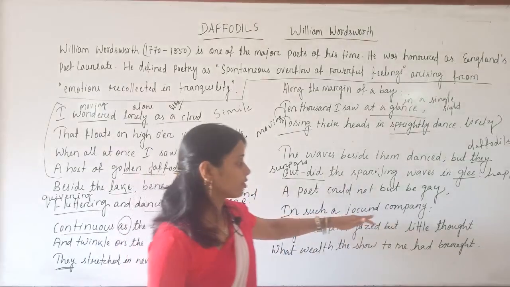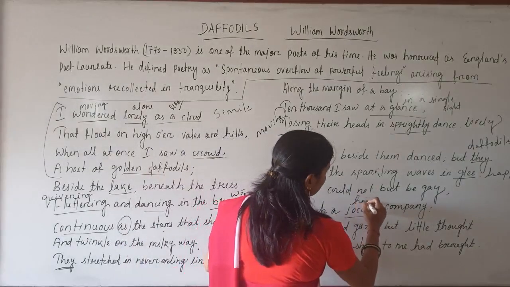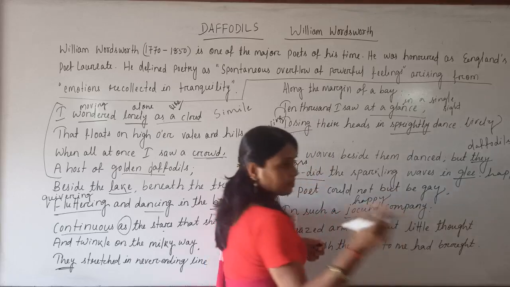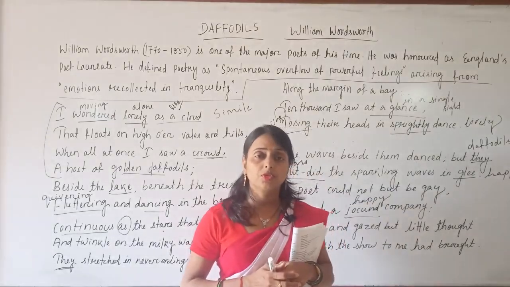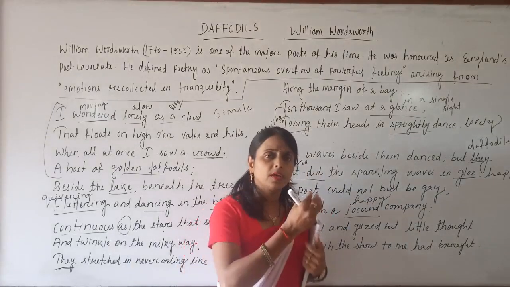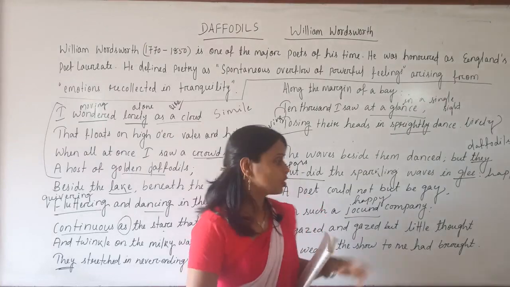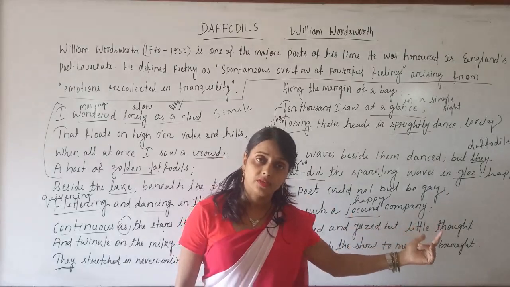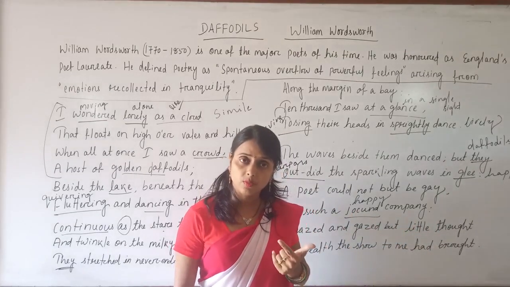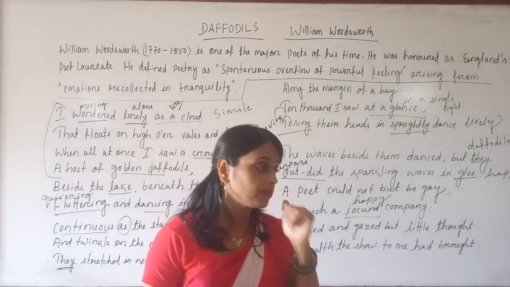In such a jocund company. Jocund means what? Happy. You must be having some friends with whom you wish to go for shopping, you wish to go for a movie, and you must be having some other friends whose company you don't like. So likewise, the poet was very happy in the company of the daffodils. Though daffodils were not humans, still he was very happy when he was along with them.